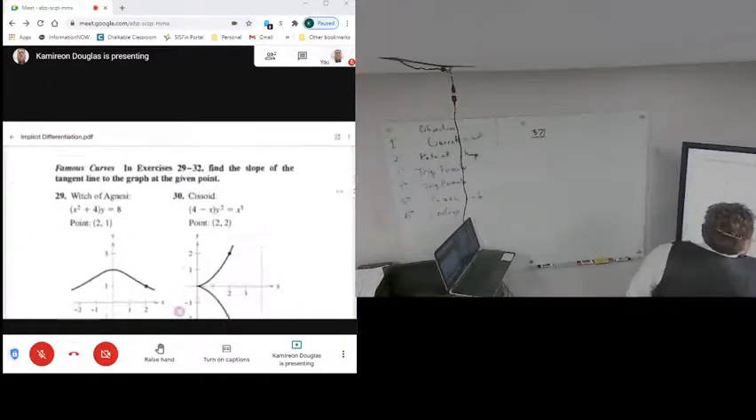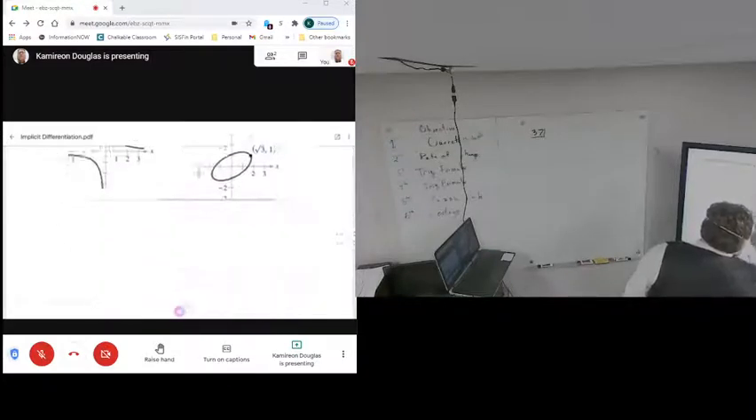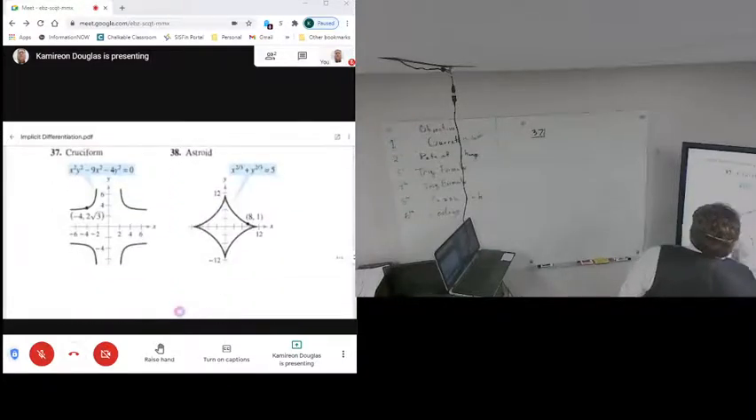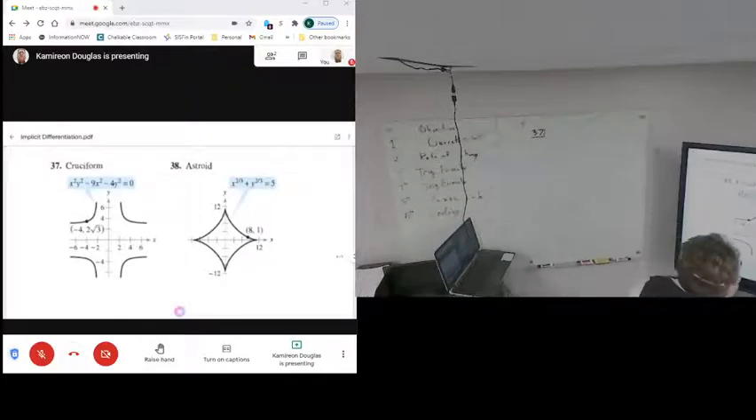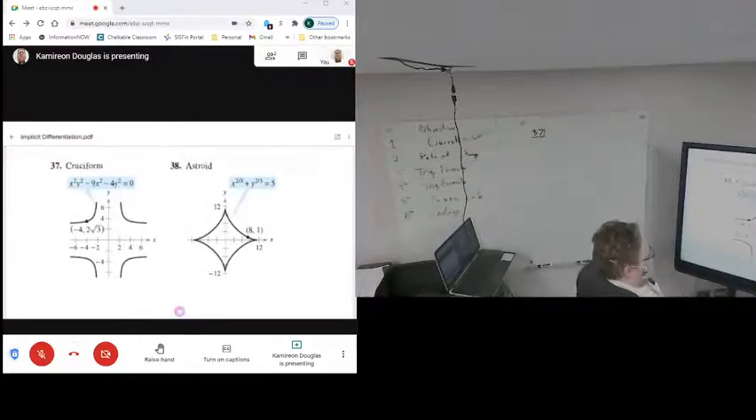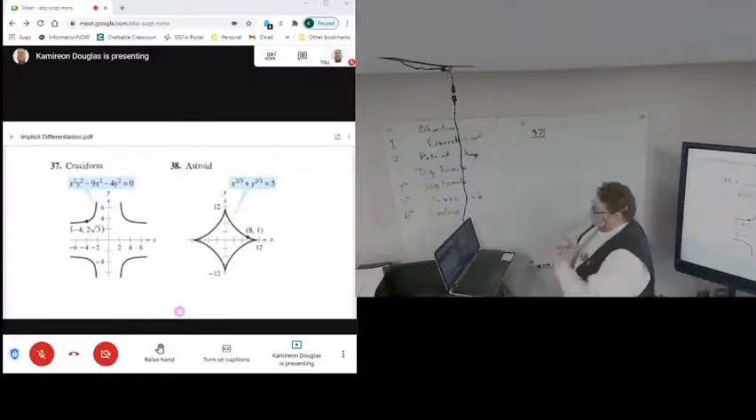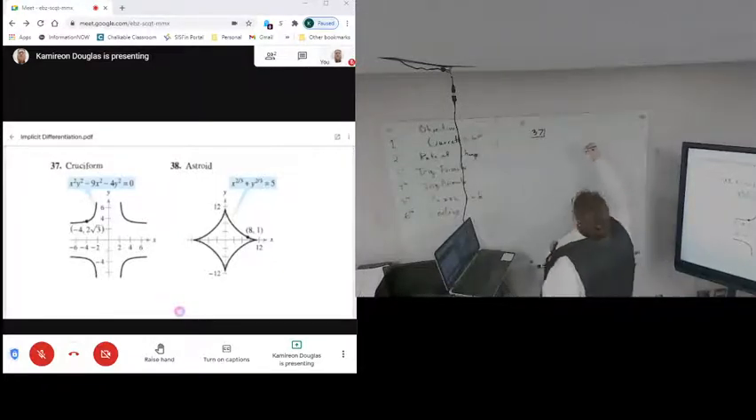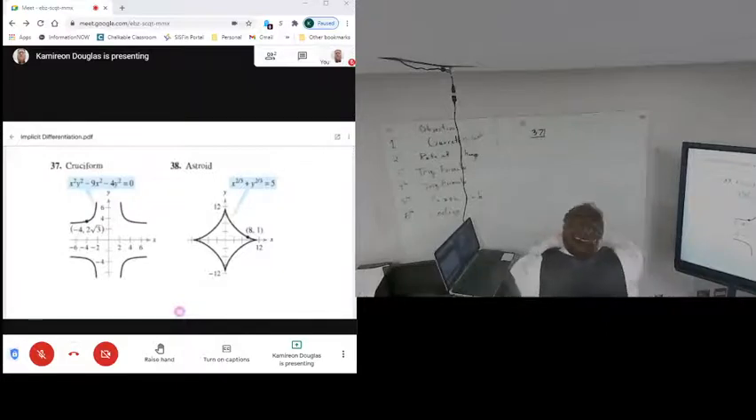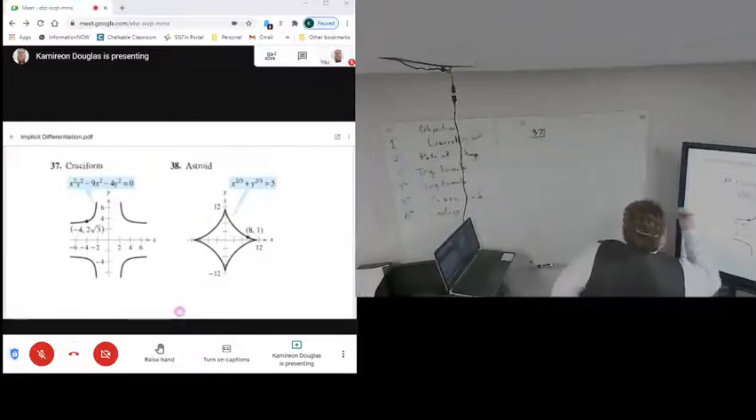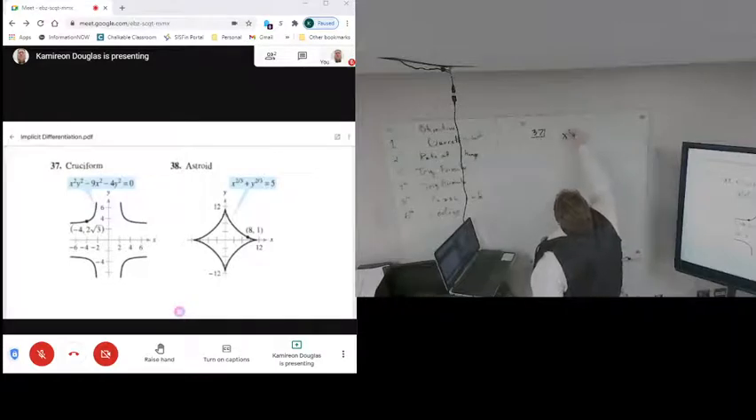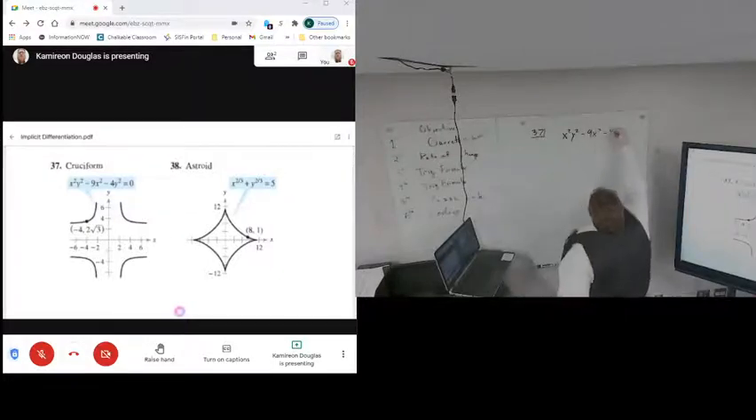37. Cruciform. x squared y squared minus 9x squared minus 4y squared equals 0. Okay, let's do it. So there's a few ways I could do this problem, and I will showcase some of the paths we could take. Just remember, my long-term goal is to get y prime isolated. So the more I can do to get y isolated, the better it can be in the long term, because it will help me find y prime.